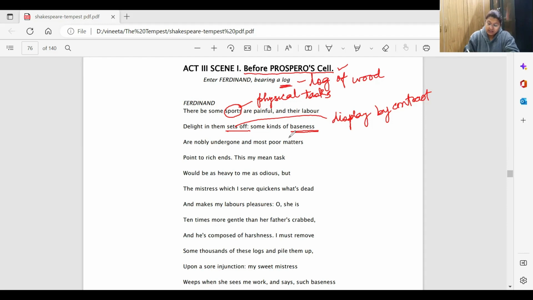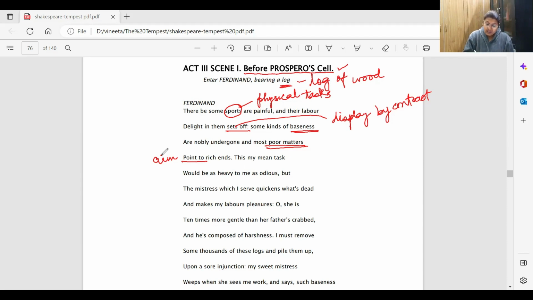And most poor matters, the matters which are most despised, most hated, most disliked by anybody, point to, meaning aim at, rich results, noble results. It sometimes happens that when we do a mean task, we are happy doing it, though it doesn't show by contrast. But yes, we are happy to do that because sometimes some kind of baseness, meanness, humbleness is taken nobly. And even the most poor matters, the matters which are disliked and despised by us, aim at rich ends. All right, they give us rich results, noble results. This is the general thing he is talking about: the task which he has been given by Prospero.